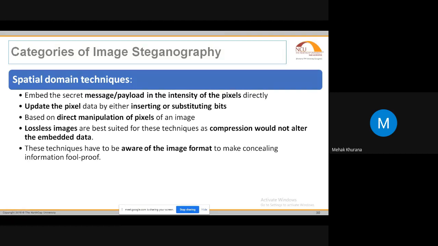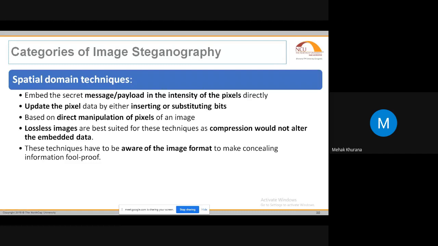Then what we can do is update the pixels by inserting or substituting bits. We can change the bits, or insert new bits among the bits which are already there in the image. On that basis, we can do direct manipulation of the image. This spatial technique uses lossless methods, lossless images. It is best suited where we do not want the message to be altered, or where compression might alter or delete some of the message.